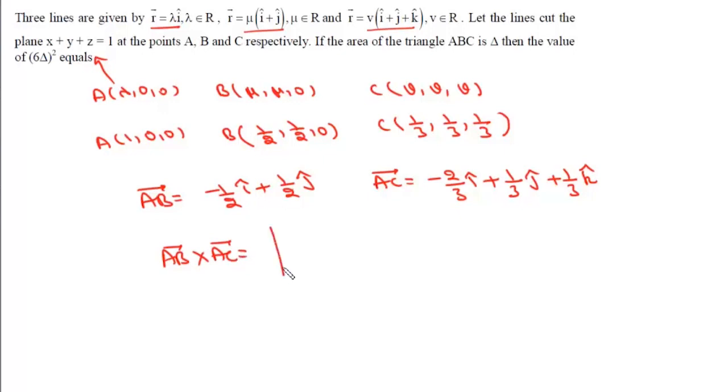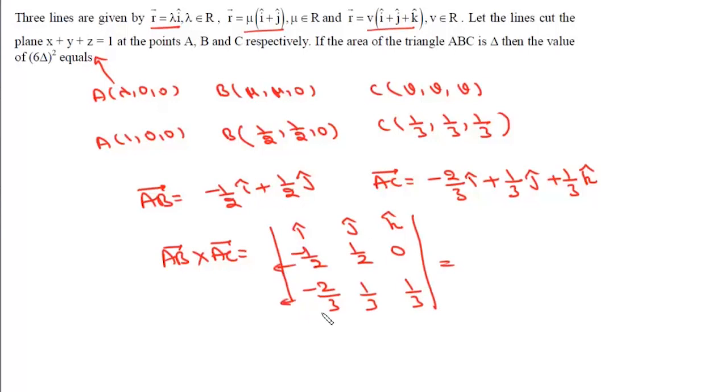Now it'll be this: i, j, k, and minus 1 by 2, plus 1 by 2, 0, and this is minus 2 by 3, 1 by 3 and 1 by 3. Now from this second row we'll take 1 by 2 common, and from this third row we'll take 1 by 3 common. So we'll get 1 by 6, and here will be i, j, k. This is minus 1, 1, 0. And this is minus 2, 1 and 1.